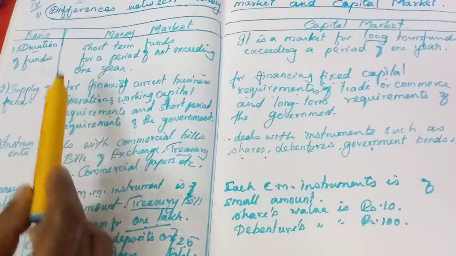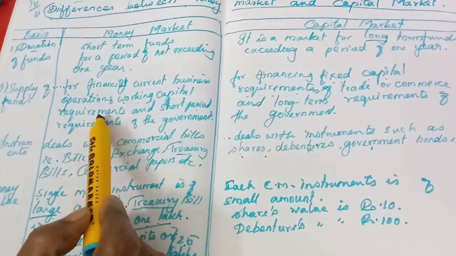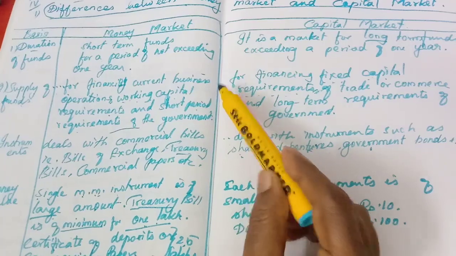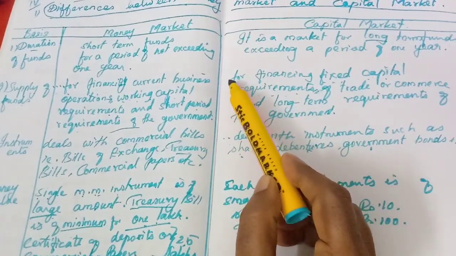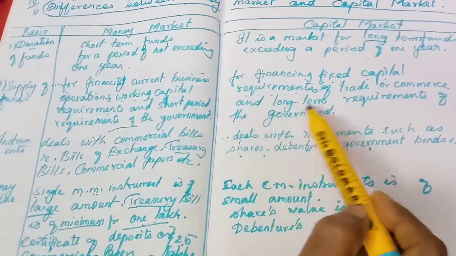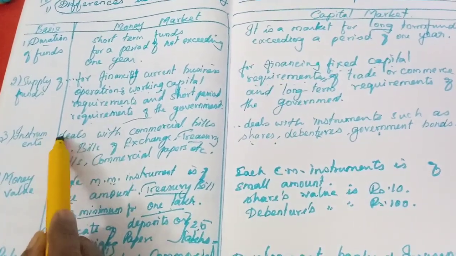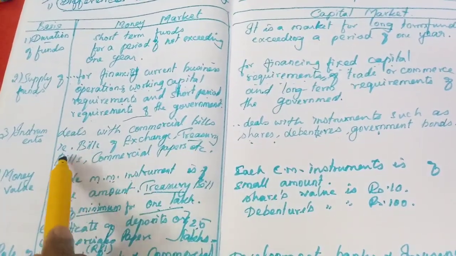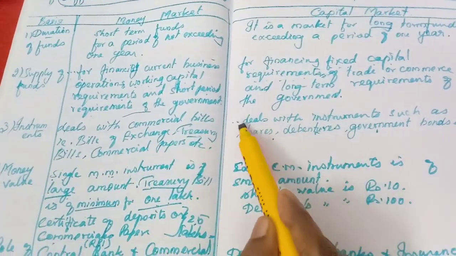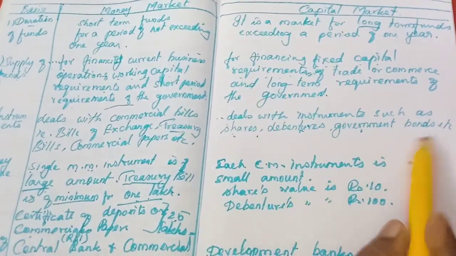Supply of funds. Money market supplies funds for financing current business operations, working capital requirements, and short period requirements of the government. Capital market supplies funds for financing fixed capital requirements of trade and commerce and long-term requirements of the government. Then instruments, what they deal with. Money market deals with commercial bills, that is bills of exchange, treasury bills and commercial papers, etc. Capital market deals with instruments such as shares, debentures, government bonds, etc.